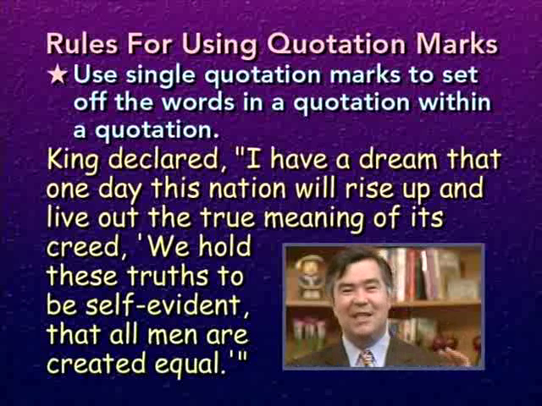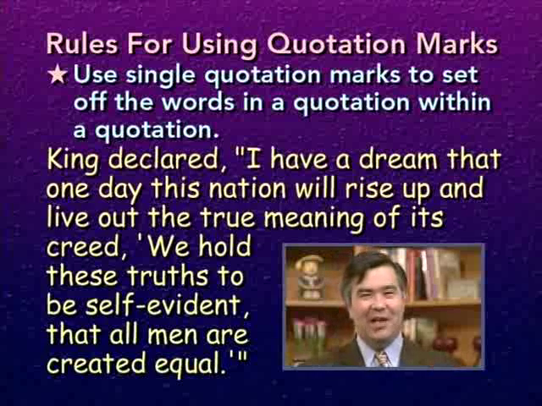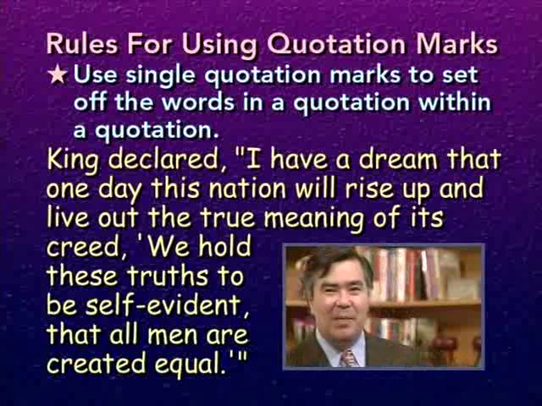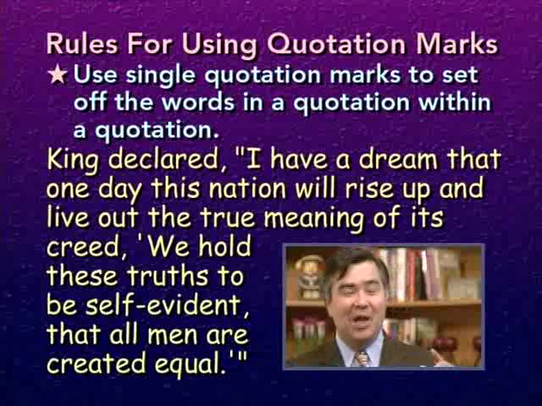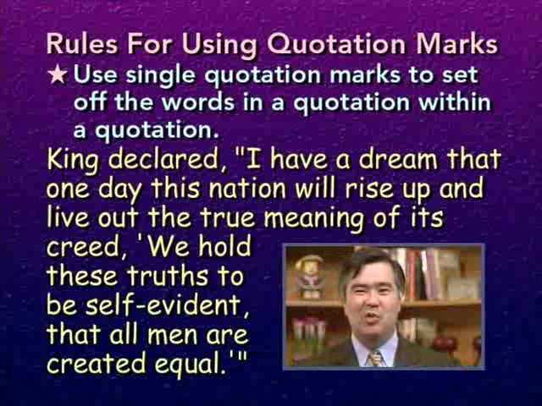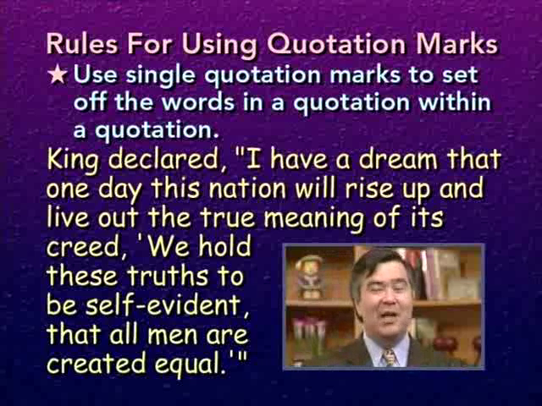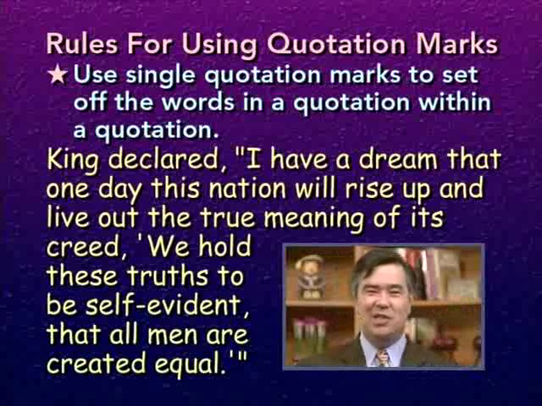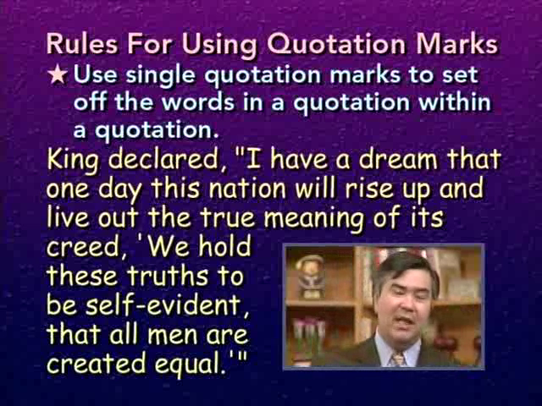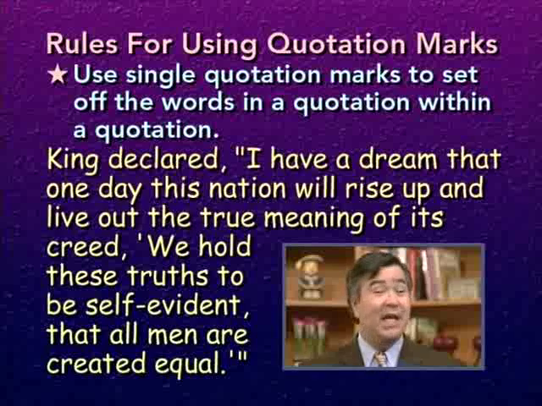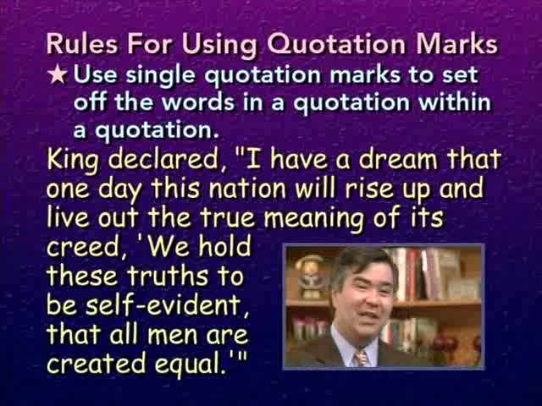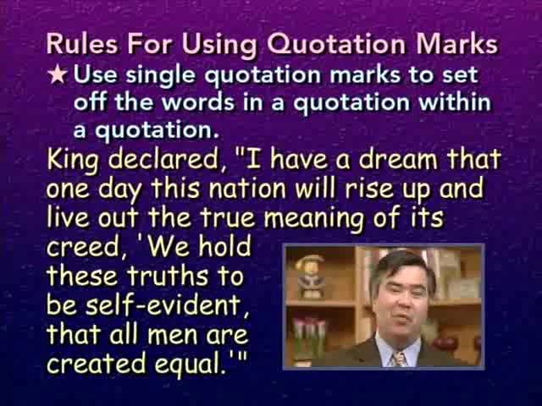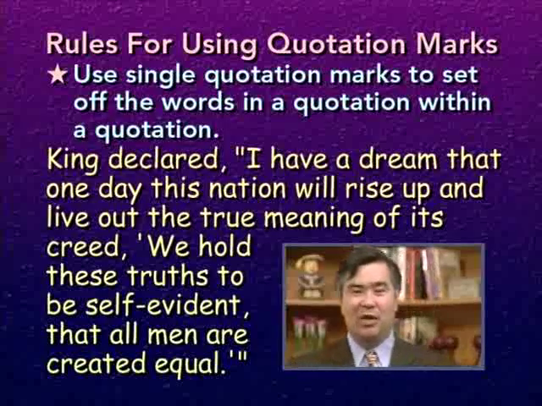So the sentence is correctly punctuated this way: King declared, comma, opening double quotation marks, "I have a dream that one day this nation will rise up and live out the true meaning of its creed, comma, opening single quotation marks, 'We hold these truths to be self-evident, that all men are created equal,' period, closing single quotation marks, closing double quotation marks." And that's the way the sentence should be constructed. Will this come up often in your writing? Not at all. But it will occasionally happen, and when you're reading, you'll see sentences written this way. So it's important to understand the rule, not only for your writing, but also so that when you're reading written works, you'll understand exactly how the quotation marks work.